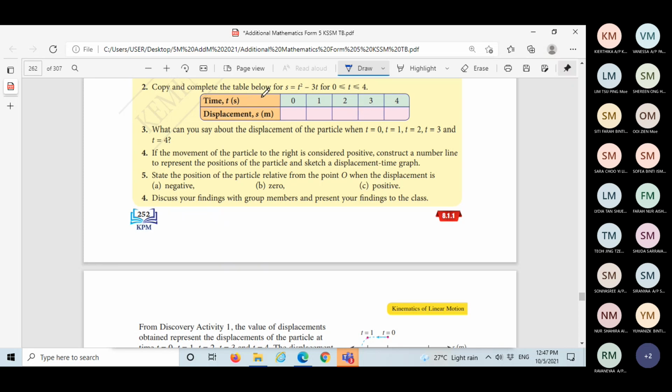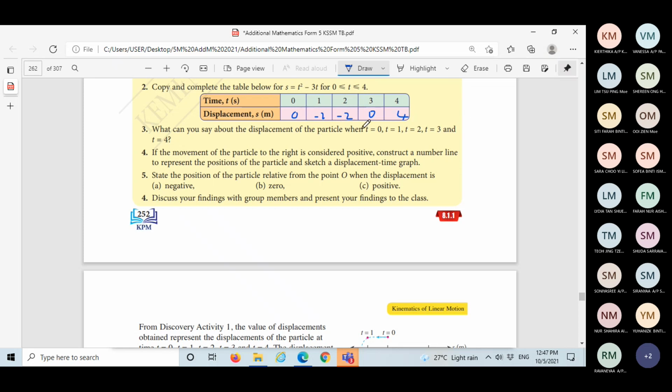Copy and complete the table below. When t is 0, you substitute and get 0. When t is 1, 1 squared minus 3 times 1 is negative 2. I will directly give you the answer: when you substitute t is 2, t is 3, and t is 4, you get the values in the table. So this is the answer.